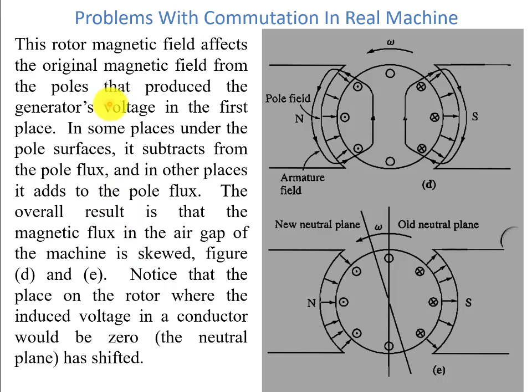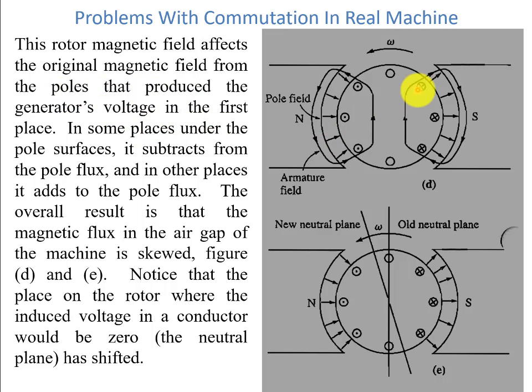So the rotor magnetic field effects. Here we have shown both of the fields: the field produced by the north and south permanent magnet poles, and the rotor field. If we have connected a load and we are using this machine as a generator, it will produce a magnetic field of its own in the rotor. So what will happen when we load it? The original magnetic field from the poles that produces the generator's voltage in the first place.